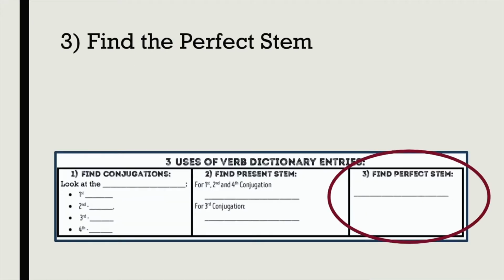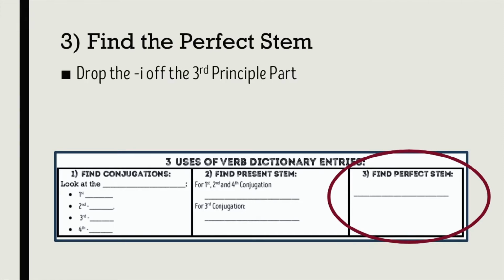And lastly, this last box is how to find the perfect stem. You're going to drop the I off the third principal part. Nice and easy. Okay, again, we already covered that. And now I'm just giving you another go, organized in a different way.